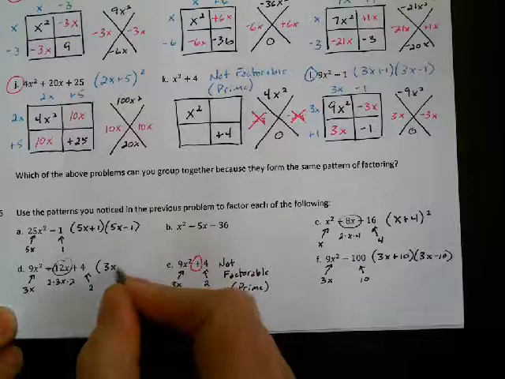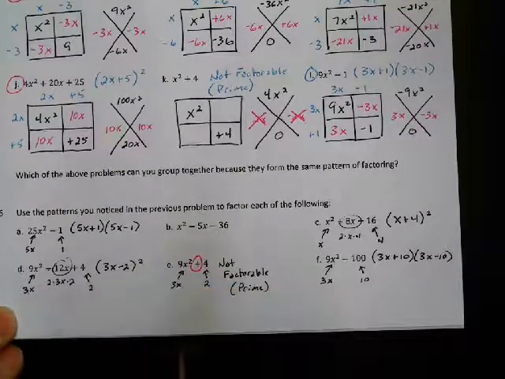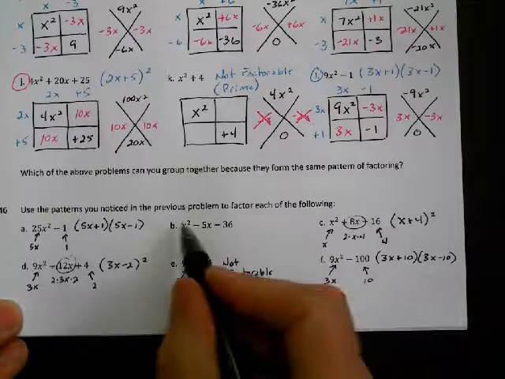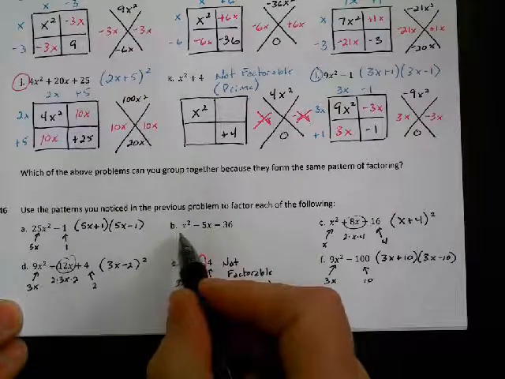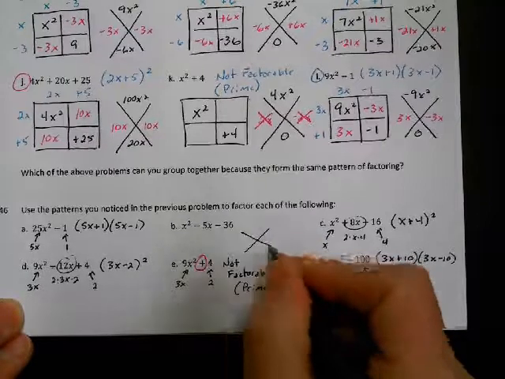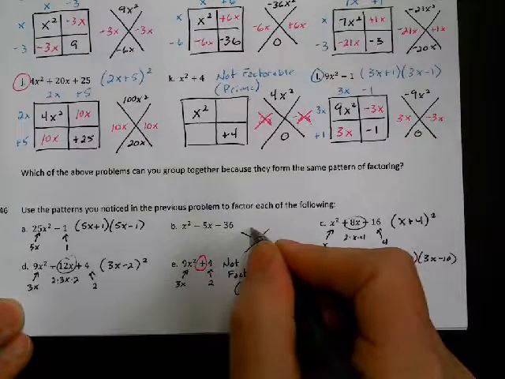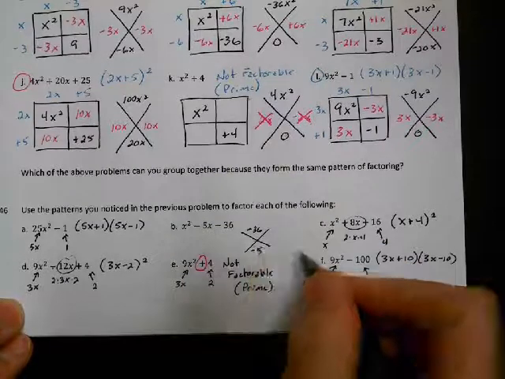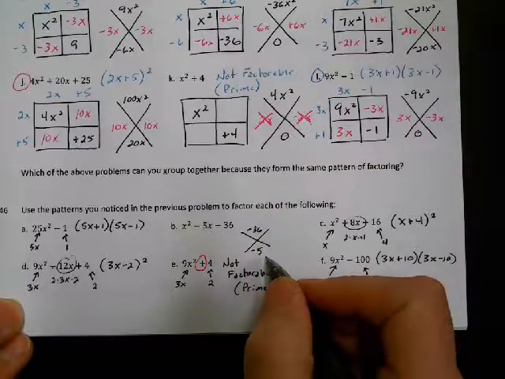And then our final pattern is this one right here. This one doesn't have a leading coefficient. So for this I would just do the diamond, negative 36, and then negative 5 here. It multiplies to give you negative 36, but adds to give me negative 5. That would be negative 9 and positive 4.